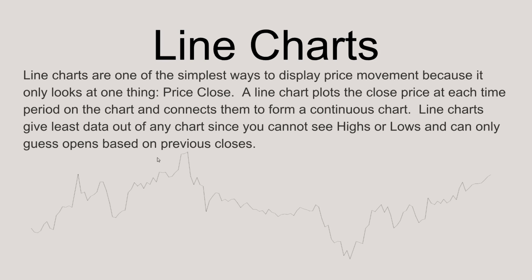One thing you can do to overlay a line chart just to see what it would look like on top of a candlestick chart is to add a simple moving average based off of price close with a period of 1. That's exactly what the line chart will look like.